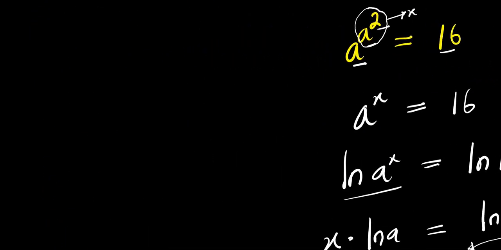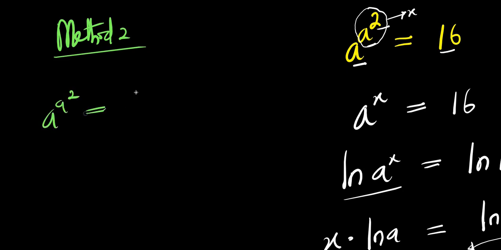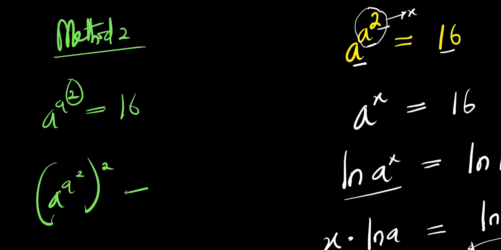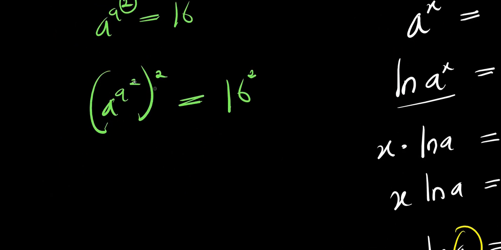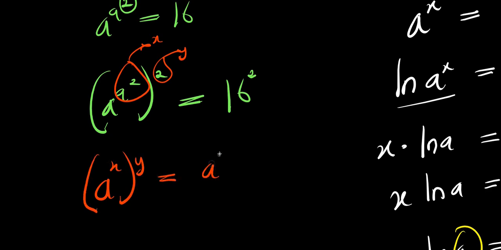So we can also solve it in another way, method 2. So we have a power 2 equals 16. I can decide to raise this to the power of 2 because there's 2 here. I have a power 2 raised to the power of 2 equals 16 power 2. What I can do again is to take this as x and this is my y. So if you have a power x to the power of y, this equals a power y to the power of x. If 2 is my y, a power 2 is my x. So let's switch them using this.